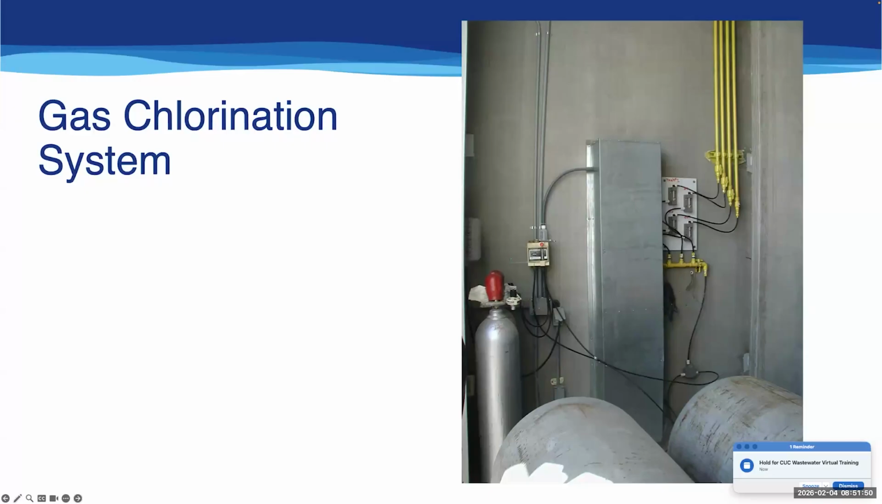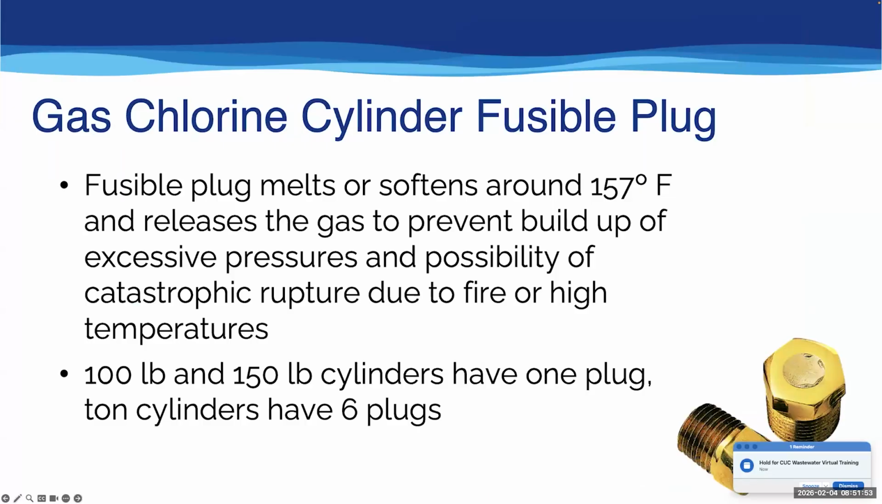The one thing about chlorine tanks is they all have fusible plugs as a safety device. I noted that they're filled to about 85% full. If a chlorine tank gets too hot, it will explode. The tank will rupture. To prevent that from happening catastrophically, all chlorine tanks have a fusible plug in them, which will essentially melt somewhere around 157 to 160 degrees. And the idea there is if it gets really, really hot, it'll release gas to prevent the buildup of explosive pressure and the possibility of a catastrophic rupture.